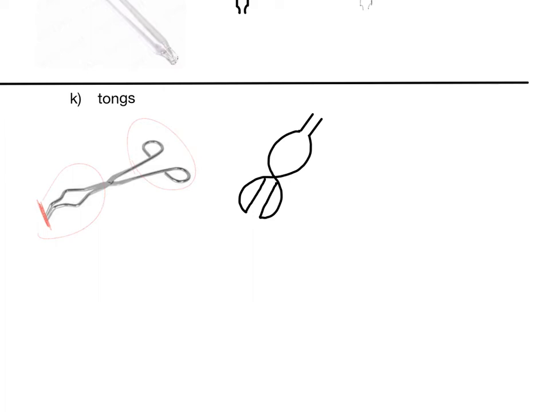So you can start from a straight line here, a straight line here. Okay, and then you're going to draw. I would usually draw it like this. It is somehow like scissors. Okay, and the next one.